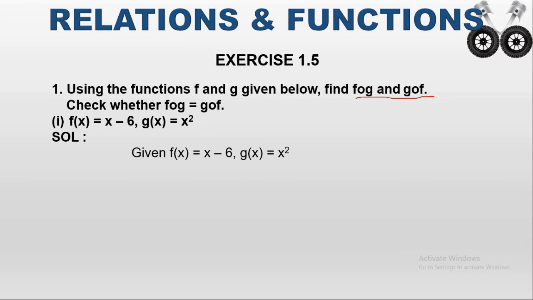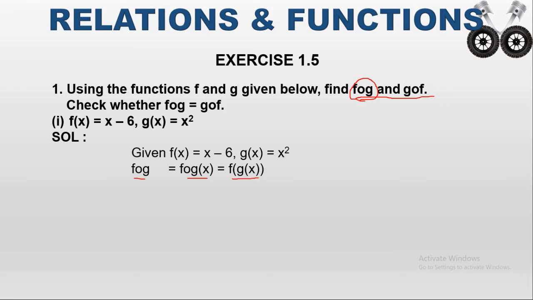Very first you have to write the given. So, what is given in the problem? f of x equal to x minus 6 and g of x equal to x square. What do we have to find here? We have to find f composition g. f composition g can be written with the variable x as f composition g of x. Next, f composition g of x can be written as f of g of x.